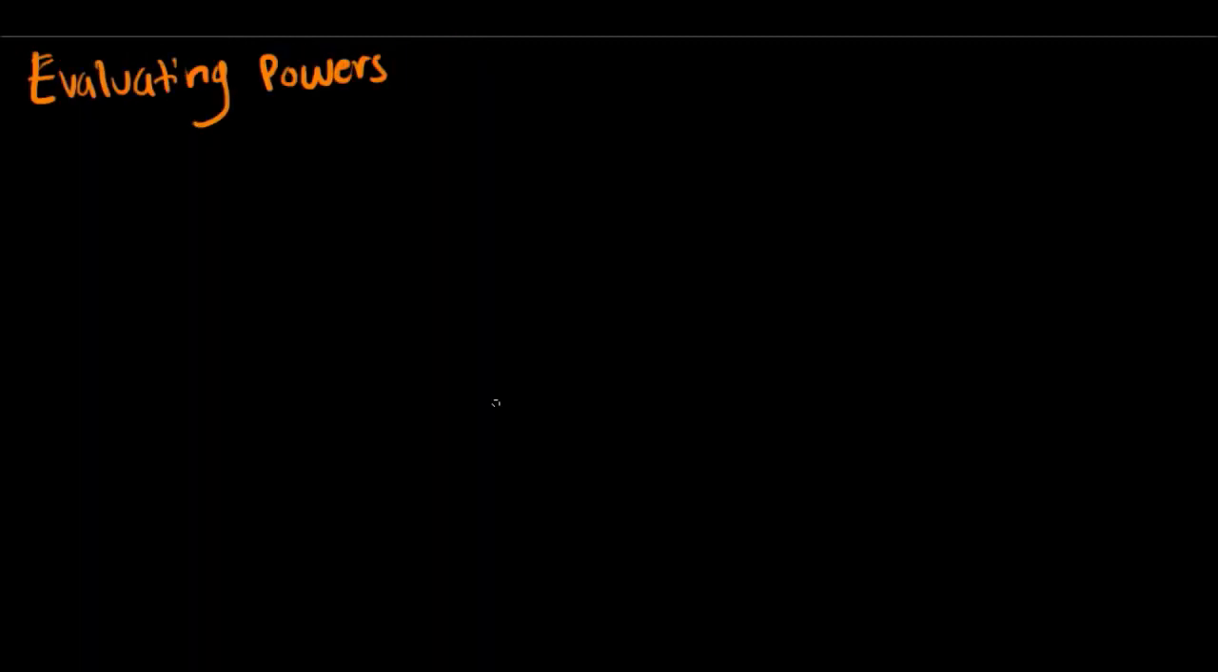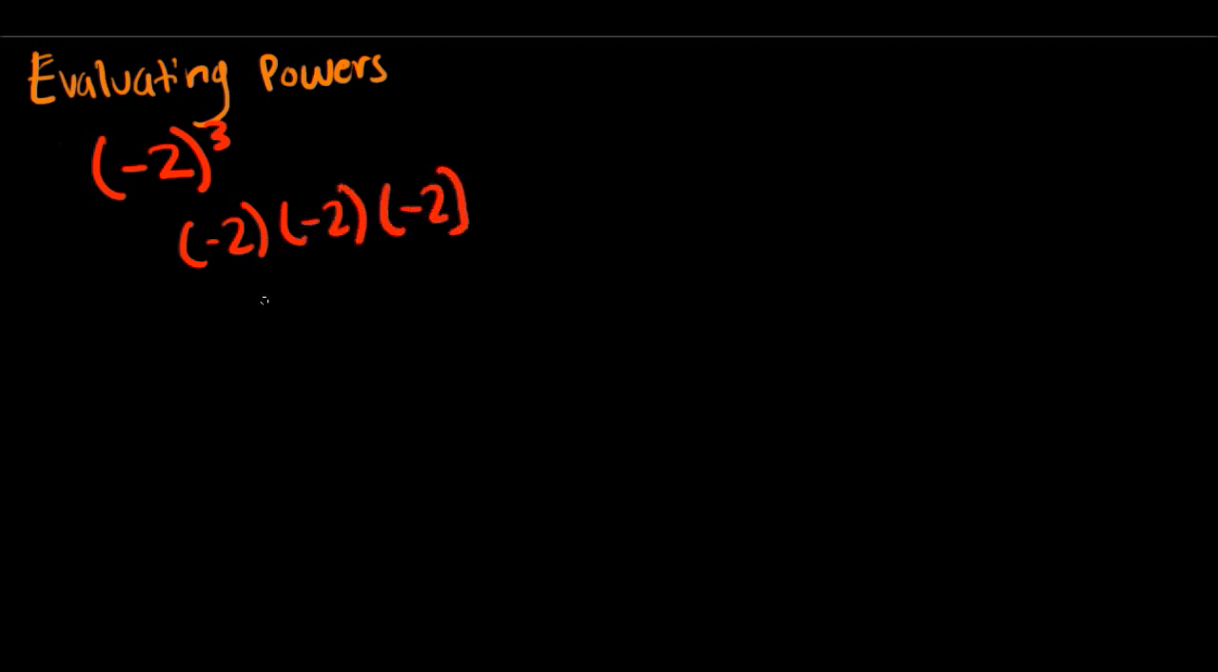Now we're going to look at some examples evaluating powers. Example A, we have negative 2 to the third power. So this can be rewritten as negative 2 times negative 2 times negative 2. And when this is solved, you get negative 8.